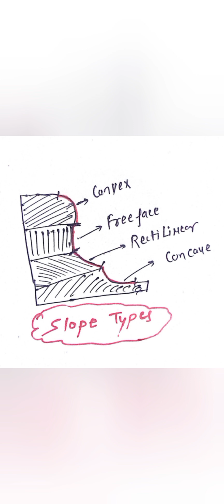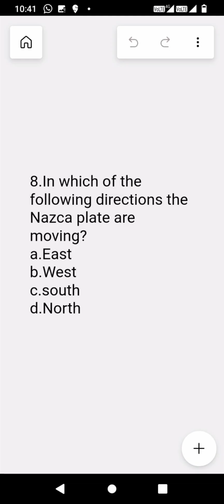The eighth question is, in which of the following directions is the Nazca Plate moving? Options are A. East, B. West, C. South, and D. North. And the correct option is that the Nazca Plate is moving towards the east. It is moving eastwards towards the South American plate. It is also the reason for the formation of the Andes of South America.